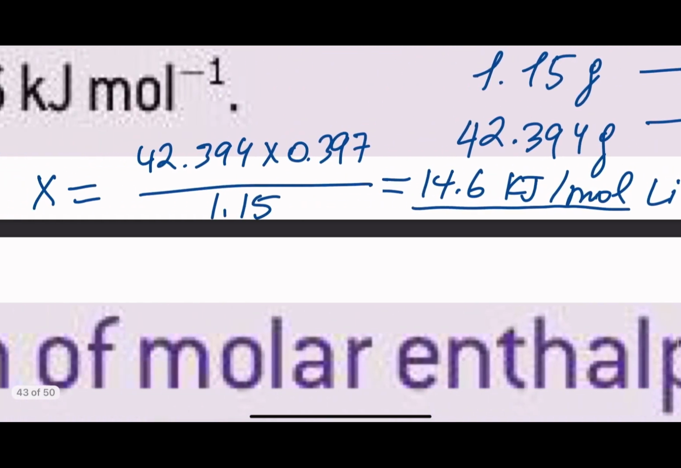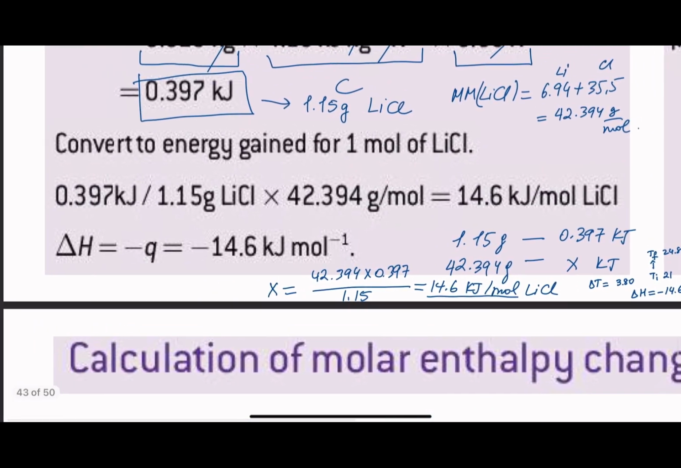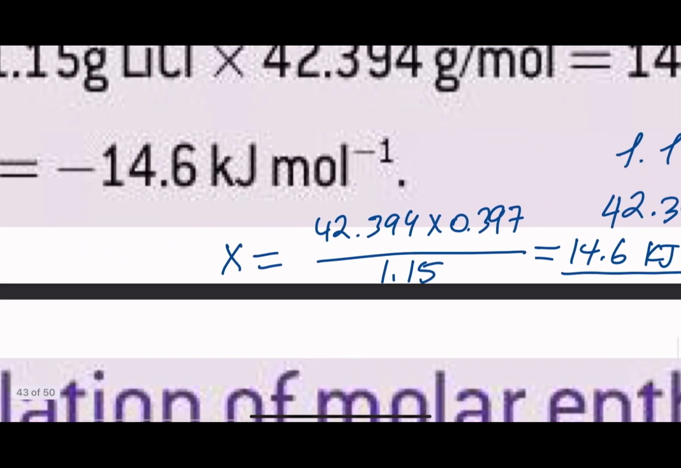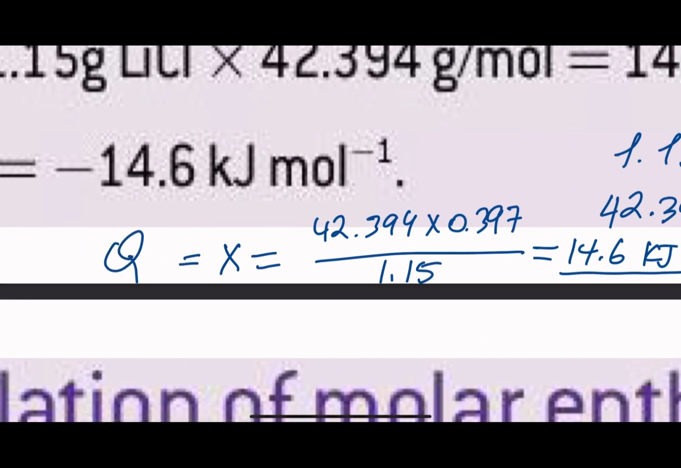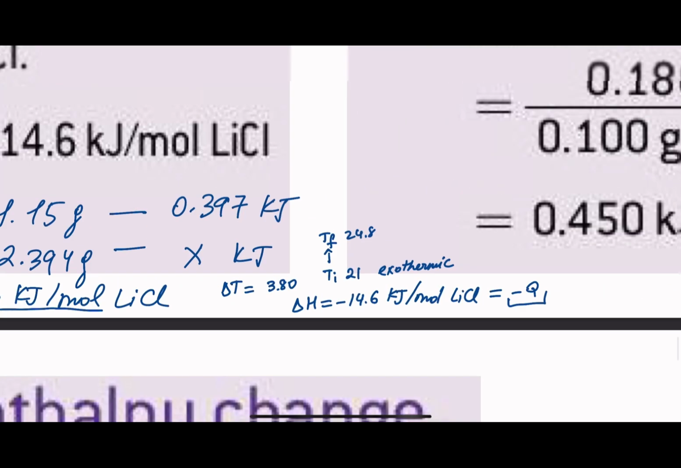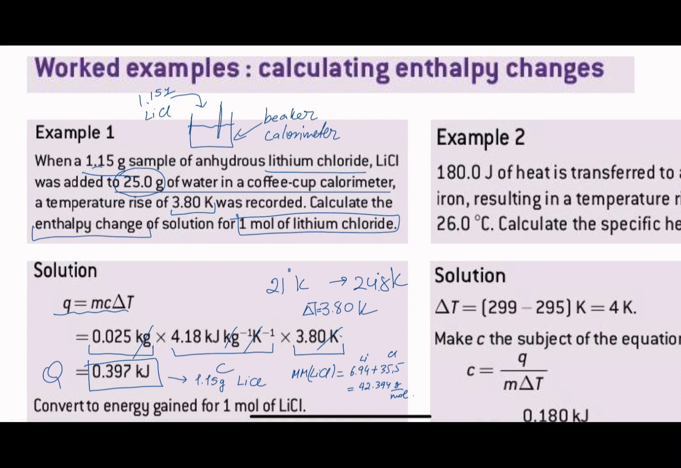The value you found, the value we found, this is the Q, right? And then we found the X is the Q for 1 mole. And then we say that it is negative Q because it is asking to calculate the enthalpy change, not the Q. It's asking not Q, but delta H. And in this case, because we know that it is exothermic, delta H would be negative Q.